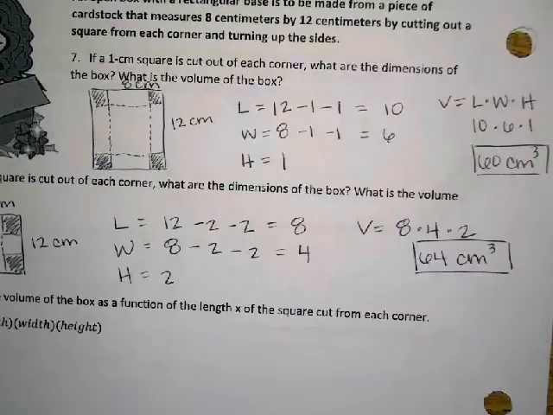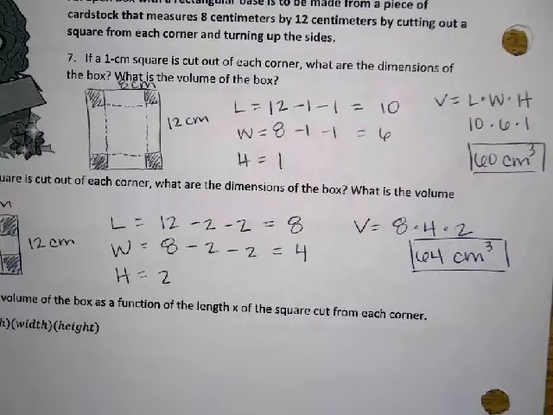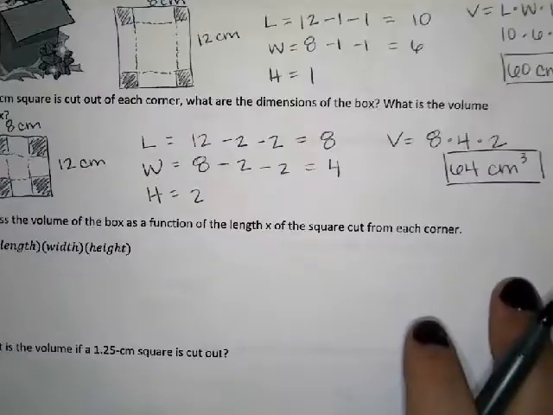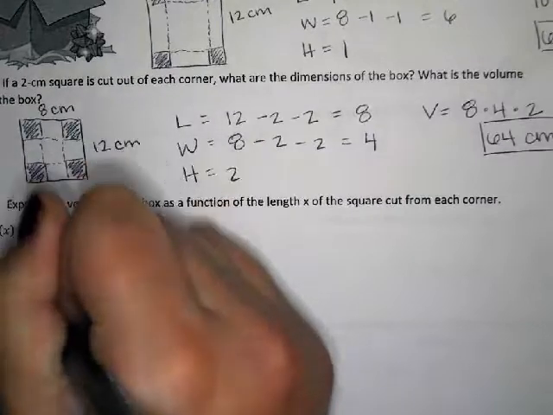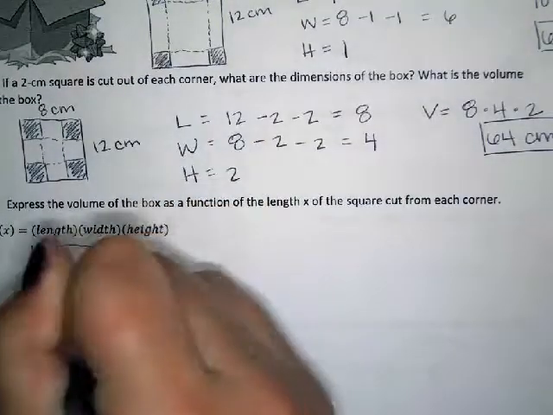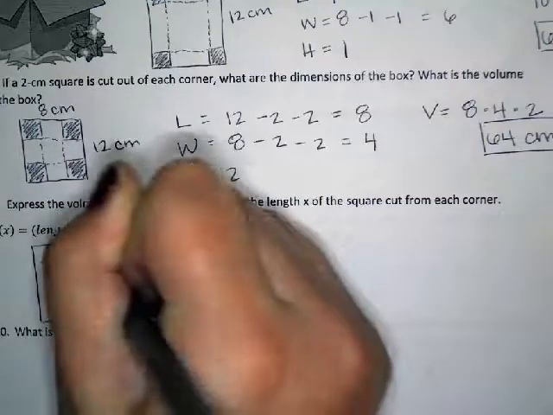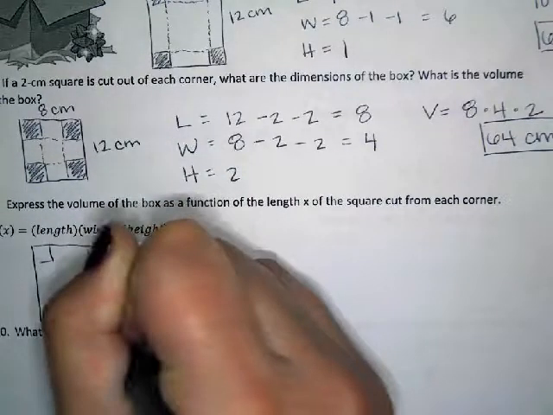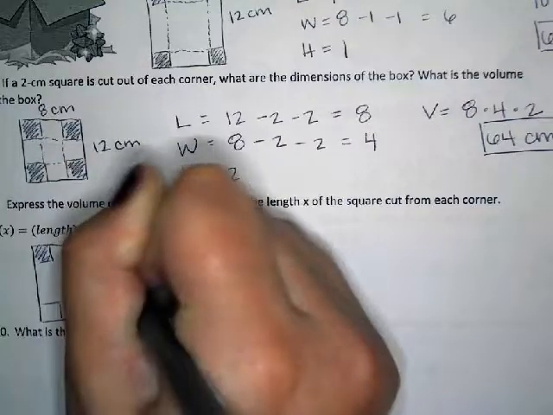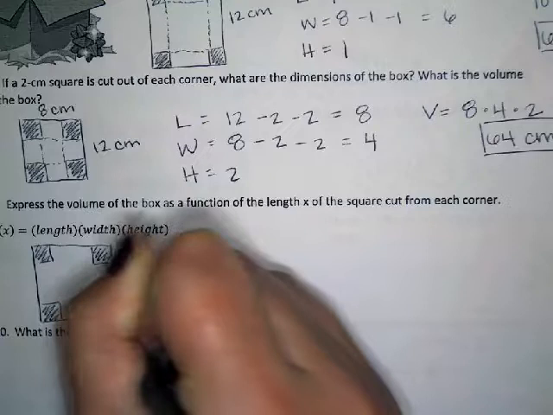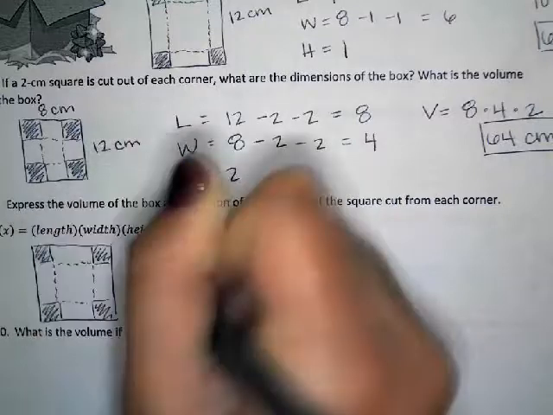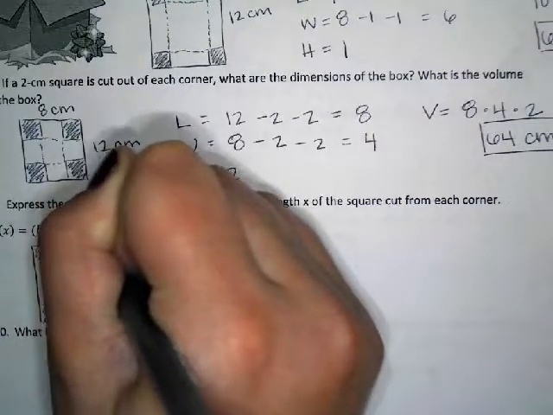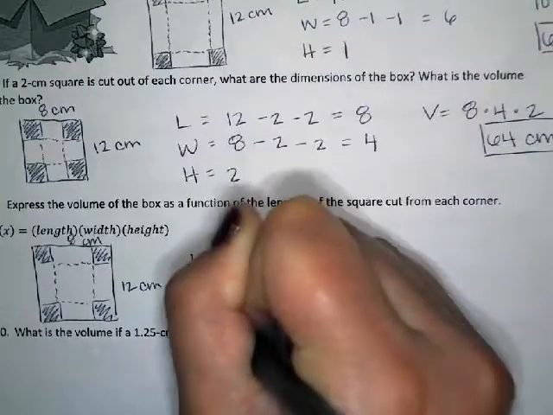Okay? So now let's draw the picture. We're going to cut out the squares, but this time we don't know the numbers. Okay, so we've got 12, we've got 8, we've got length, width, height. So this time, instead of having a 2 by 2 square, we have an x by x square.